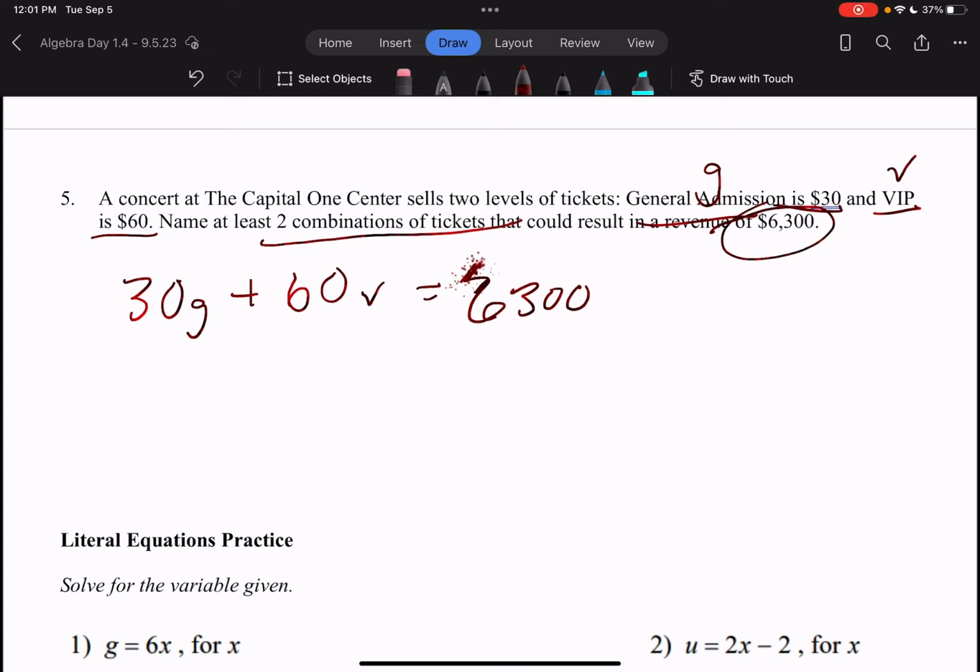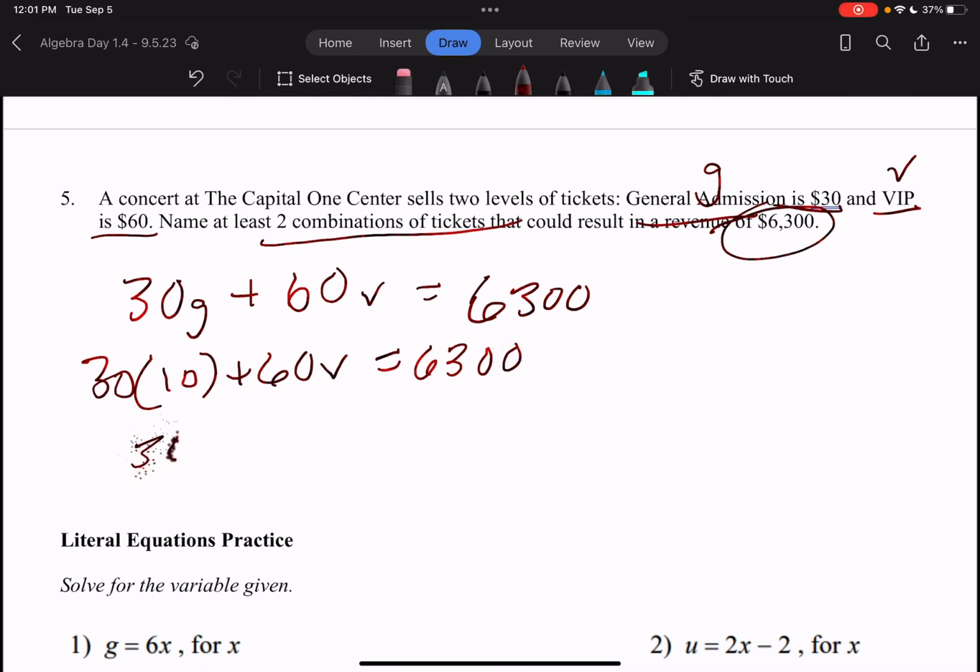Sorry about that, oh, making it worse. Okay, all right, so if we are doing this combination, you're going to substitute something for G and see what you would get for V. They do need to be whole numbers, right, because we would sell 1 whole ticket. So let's say we do 10 general admission tickets. If we do 10 general admission tickets, we would do 30 times 10 plus 60V equals 6,300.